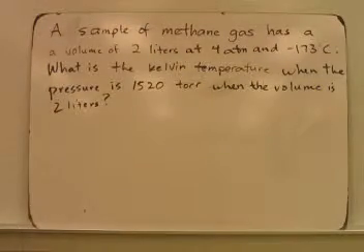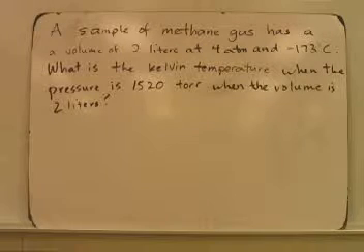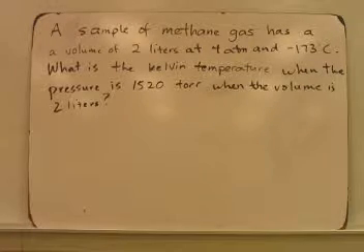So go ahead and copy this down. This says we have a sample of methane gas, and it has a volume of 2 liters at 4 ATM and negative 173 degrees Celsius. So those are our initial values. We want to find out what is the Kelvin temperature when the pressure is 1520 torr when the volume is 2 liters.